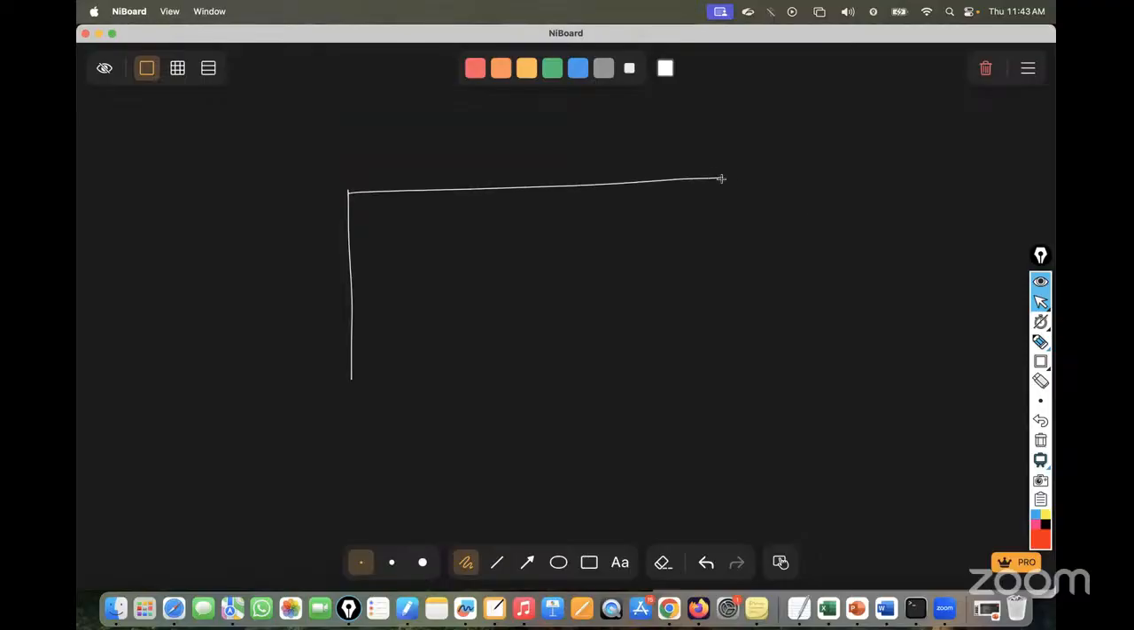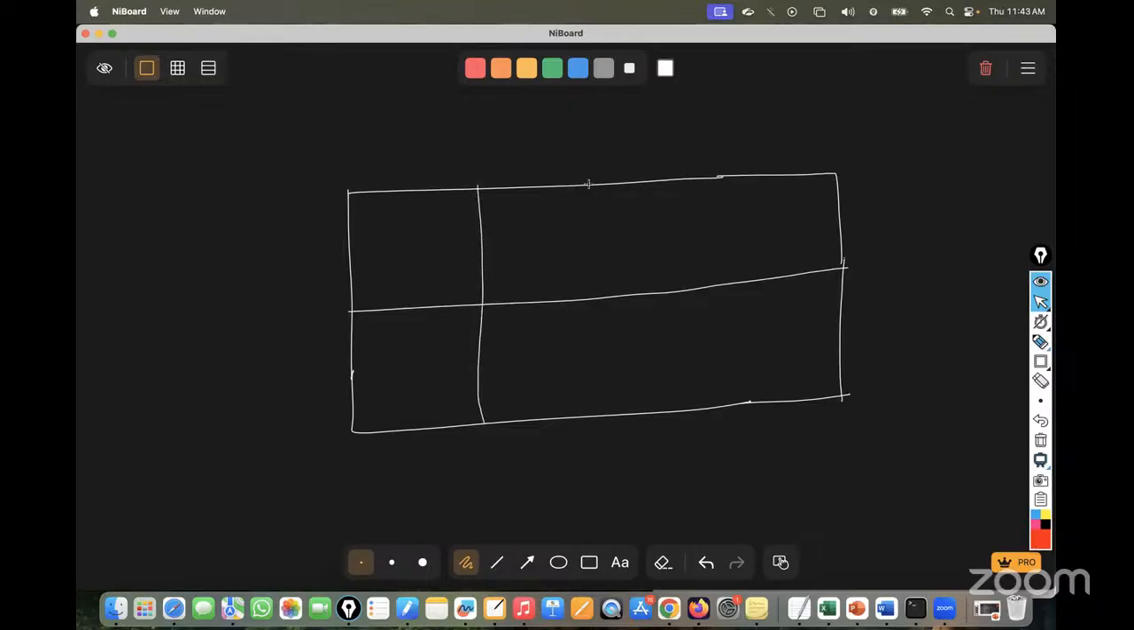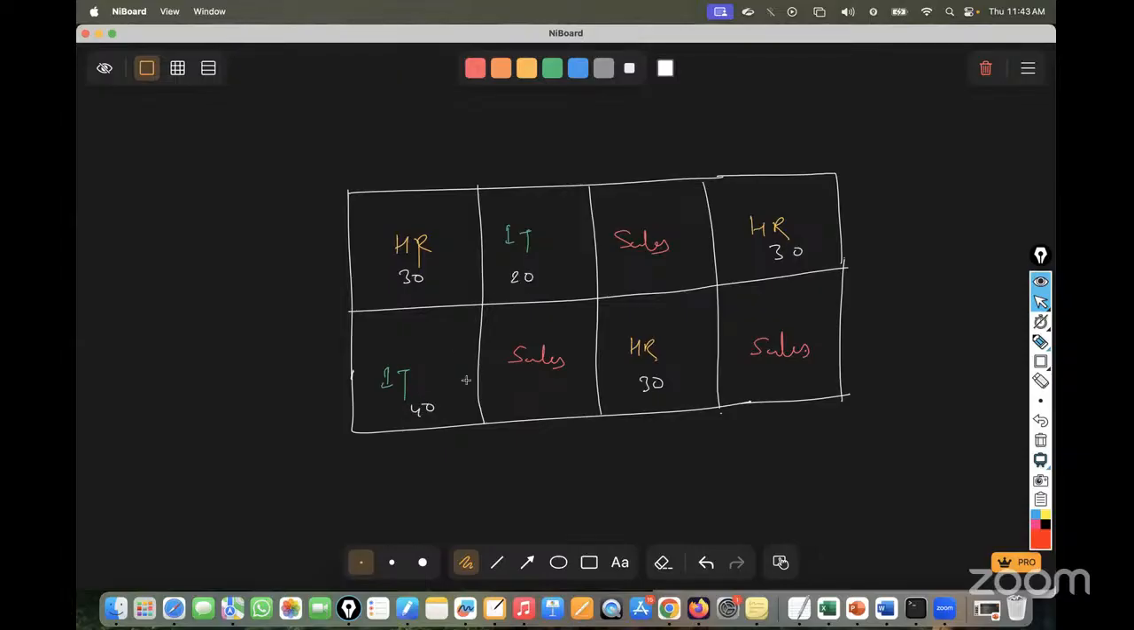This is my company. This company has multiple blocks where different employees sit. Let's suppose this is my HR block. This is also an HR block. This is also an HR block. This is my IT, this is my IT. This is my sales, this is my sales, and this is also my sales. Every cubicle, let's suppose, has a capacity of 30 people, 30 people, 30 people. This has 20, 40 people, 15, 20, 35 people.